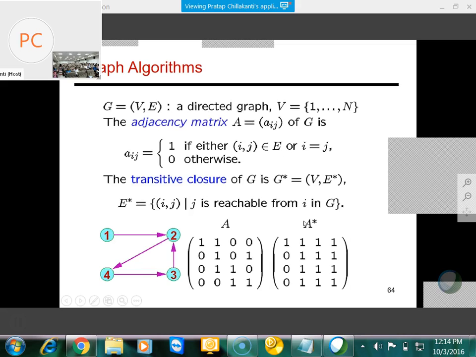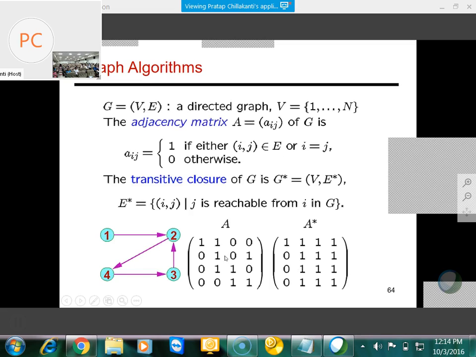Now A star, which is the transitive closure, you see you get all 1s. How did you get 1s there? Because 1 to 2 there's a 1 because there's an edge. Now can you come from 1 to 2 to 3? Is there a path from 1 to 3? That's what we are capturing, all the paths. Yeah, there's a path from 1 to 3: you go 1 to 2, 2 to 4, 4 to 3. So you put a 1 there. Is there a path to 4 from 1? Yeah, 1, 2, and 4. You put a 1 there.